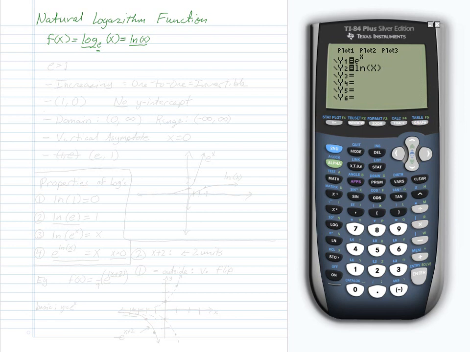Now we'll recall from section 6.2 that since the base e is, again, greater than 1, we know quite a lot about the graph of this function, ln. This function will be increasing. In other words, it will be one-to-one, and therefore invertible.